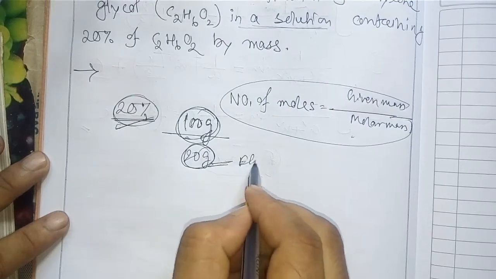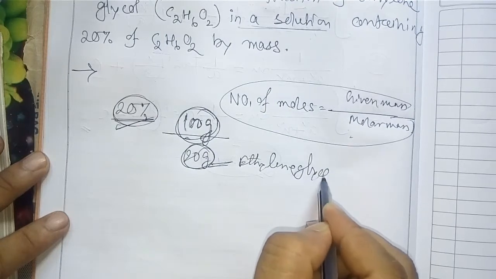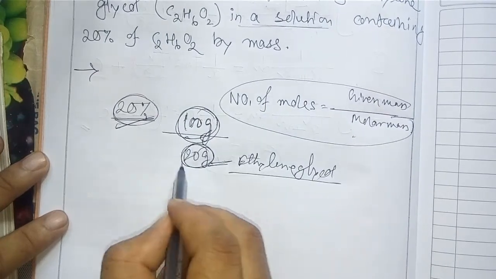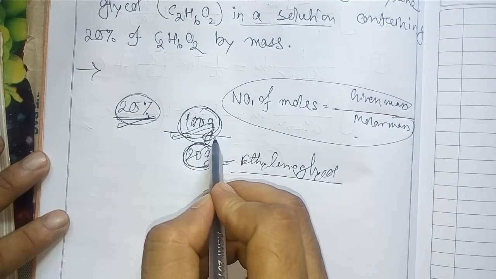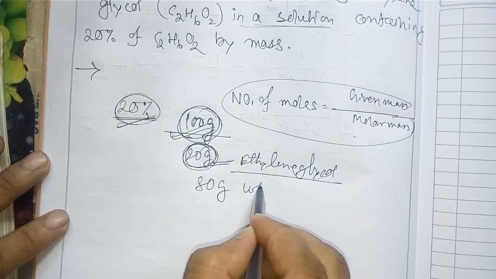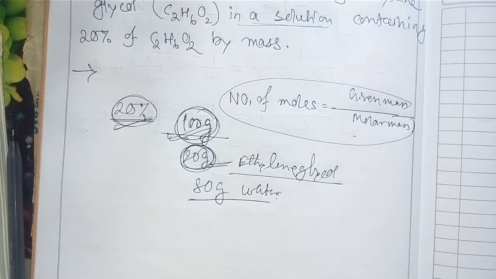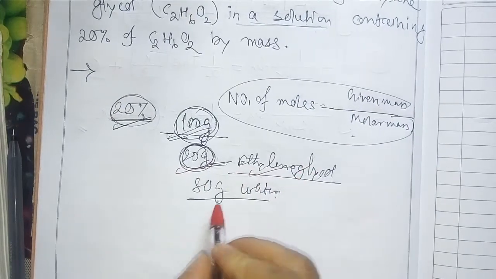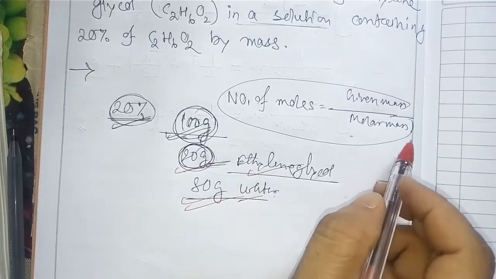Ethylene glycol, how much? 20 gram out of 100. Now the rest, 80 gram, is water. The 20 gram is ethylene glycol and 80 gram is water. Now first of all I have to find out the molar mass.